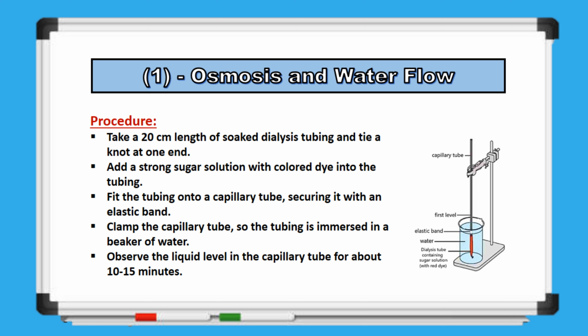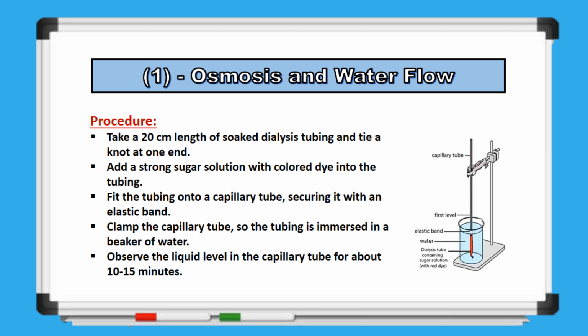a knot at one end to seal it. Then, fill the tubing with a concentrated sugar solution mixed with colored dye. Next, attach the open end of the tubing to a capillary tube and secure it with an elastic band to prevent any leaks. Once the setup is complete, clamp the capillary tube so that the dialysis tubing is fully submerged in a beaker of water.